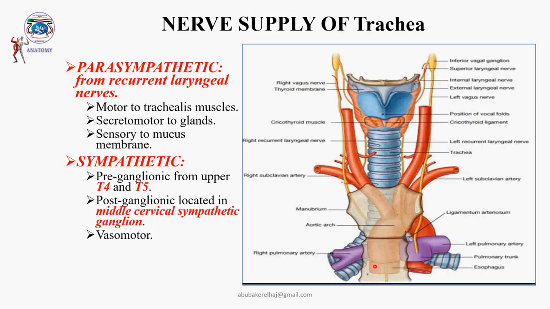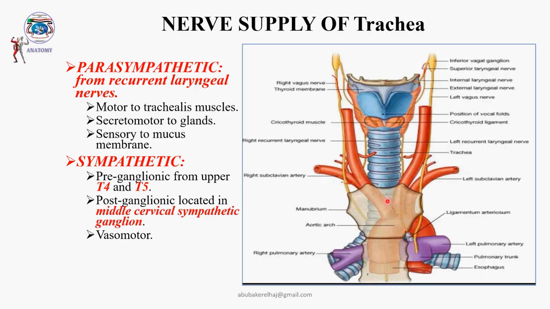So the nerve supply of the trachea: we have the sympathetic and parasympathetic innervation. The parasympathetic innervation is from the recurrent laryngeal nerve, the branch of the vagus nerve, which then ascends upwards behind the trachea in the groove between trachea and esophagus and is responsible for the motor innervation for the trachealis muscle, and also secretomotor for the glandular tissue inside the submucosa of the trachea, and sensory innervation to the mucosa or mucous membrane.